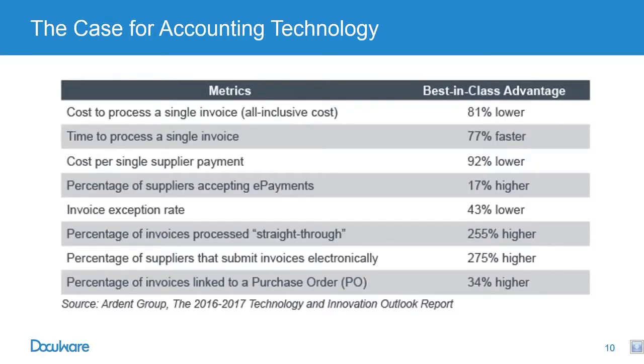In a recent report, the Ardent Group quantified the success of best-in-class AP teams that use technology at a higher rate compared to their peers who don't. The productivity results are dramatic. These figures suggest most accounting departments will still have significant opportunities to save money and realize productivity gains.